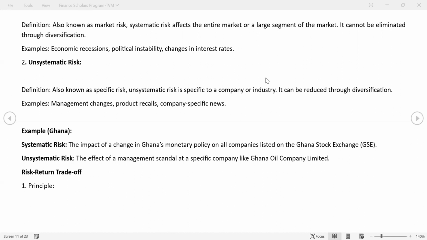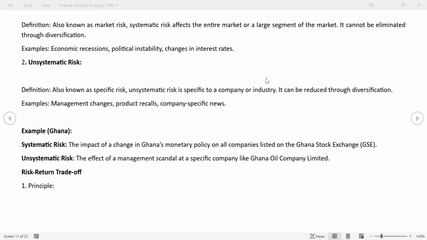You can't control inflation as a business. You can't control political instability in the economy and the country. These are risks that businesses feel they have no control over. You just pray that things go better in the economy, but you don't have control over them.